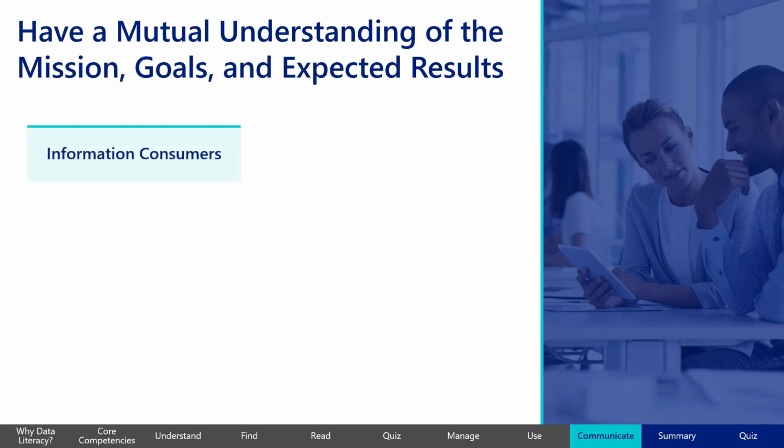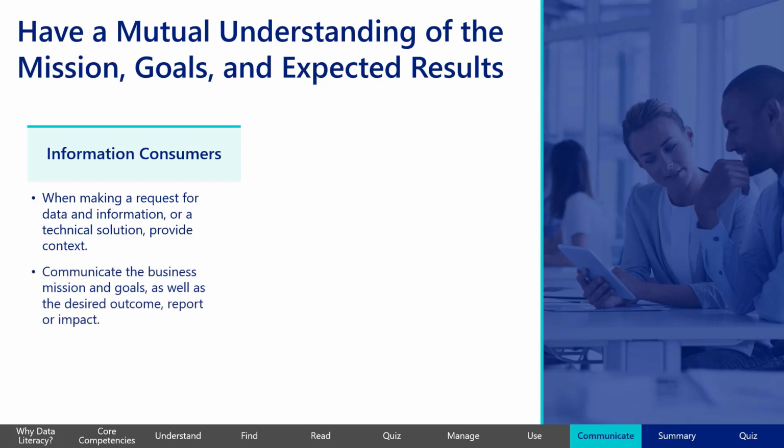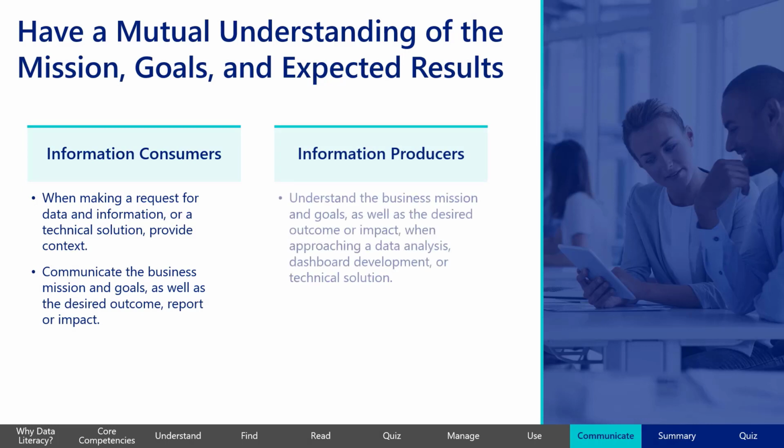If you are an information consumer, when making a request for data and information or a technical solution, provide context. Communicate the business mission and goals, as well as the desired outcome, report, or impact. If you are an information producer, make sure you understand the business mission and goals, as well as the desired outcome or impact when approaching a data analysis, dashboard development, or technical solution. If this information is not known or provided, ask for it.